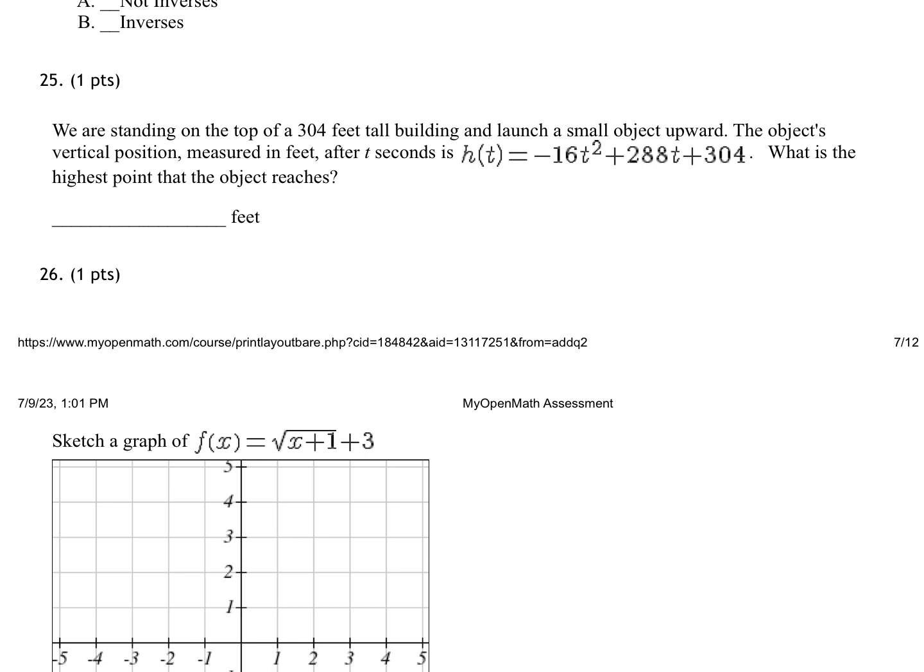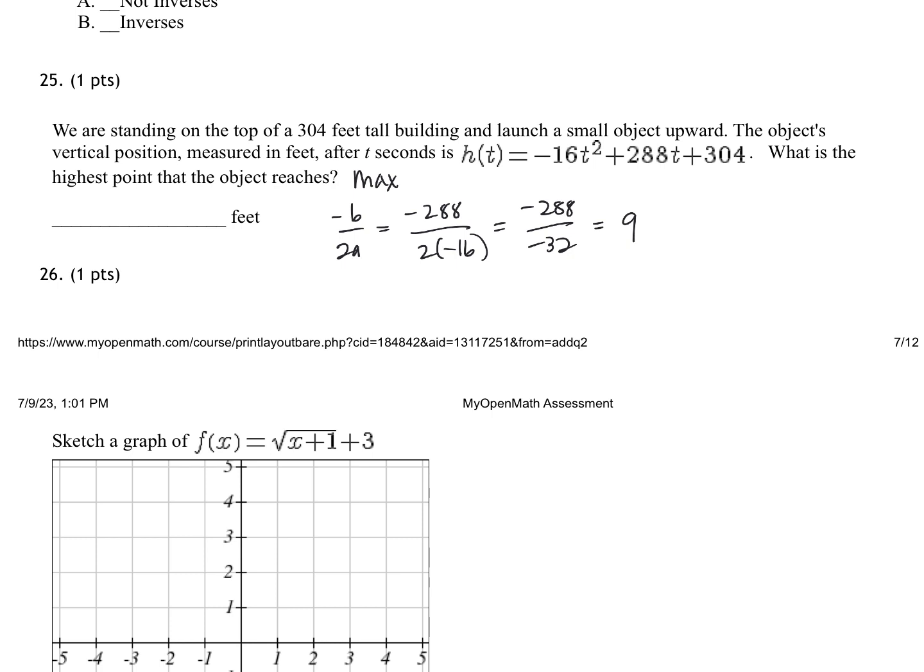Okay, so the highest point is the same as asking for the maximum. So if we're looking for a max or a min, we're looking for the vertex. Remember, we can find the vertex by using the formula -b over 2a. So that's going to be -288 over 2 times -16. So that's -288 over -32. And let's see what that is. 288 divided by 32 is 9.